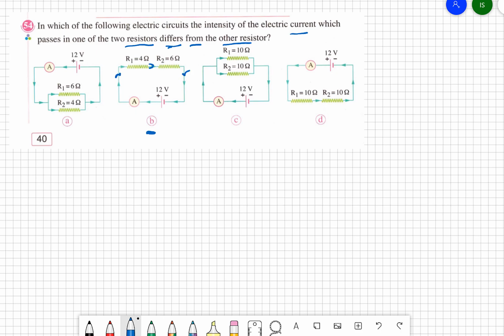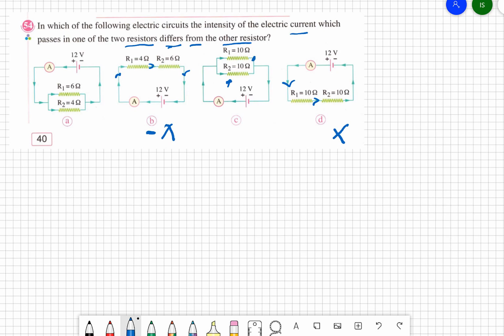So the same current is moving here. So this is not working. Also this one, because the resistances here are connected in series. So same current. Let's see this one. These resistors are connected in parallel, but hold on, the resistance in the upper branch is exactly the same as the resistance in the lower branch.